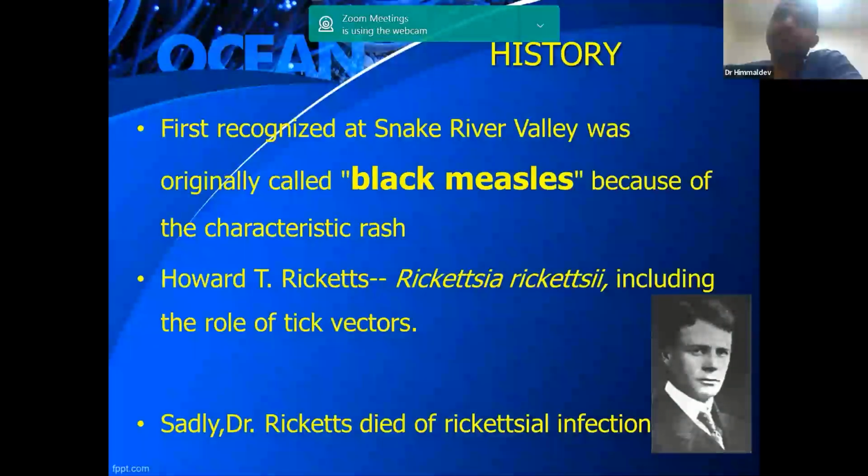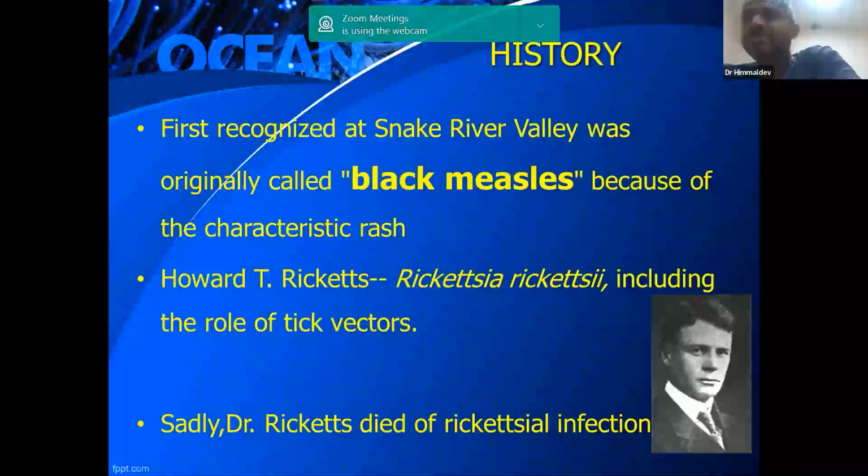If you look at the history, it was first recognized at Snake River Valley, and that's why it was called black measles. And Howard T. Ricketts was the one who established the role of tick vectors in transmitting this disease. But sadly, Dr. Ricketts died of rickettsial infection himself.